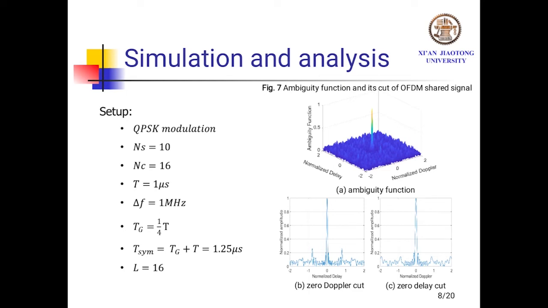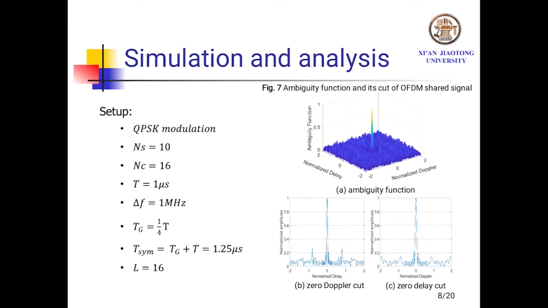On the left side, we give the setup of simulation, such as QPSK modulation. The number of OFDM symbols NS is 10. The number of subcarriers NC is 16. The basic OFDM symbol duration T is 1 microsecond. The subcarrier interval delta F is 1 megahertz. The guard interval Tg is a quarter of the basic OFDM symbol duration. The full OFDM symbol time TCM is 1.25 microseconds, and the oversampling factor is 16.